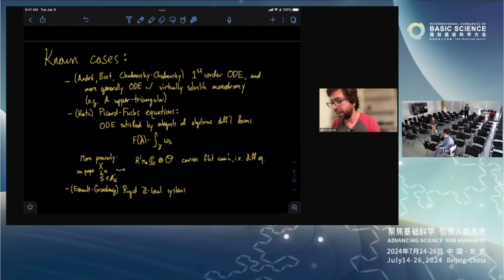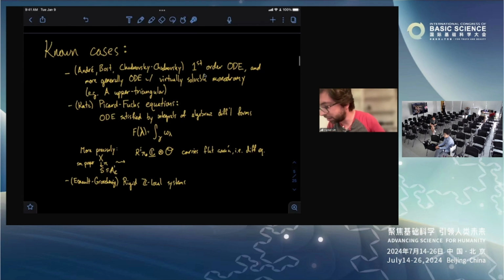And so in particular, if your base is an open subset of the complex plane, a flat connection on a vector bundle is just the same as an ordinary differential equation. And so Picard-Fuchs equations are the ordinary differential equations that arise that way. And I'll give you some examples of those later in the talk. They're really concrete things you can write down.